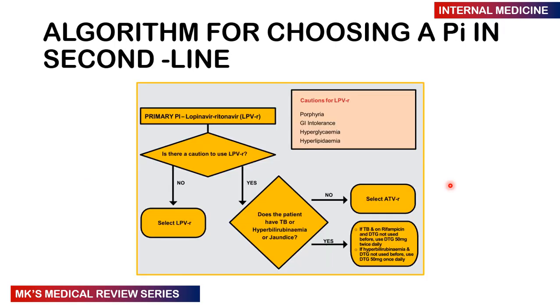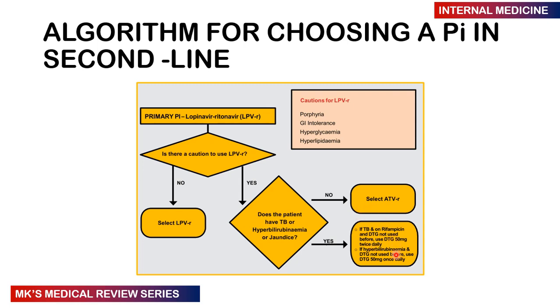Here's our algorithm for choosing a protease inhibitor in the second line. First of all, is there a caution to use boosted Lopinavir? No, then we can use the boosted Lopinavir. If there is, does the patient have TB? Do they have hyperbilirubinemia? Do they have jaundice? If not, select Atazanavir. If they do, then if TB and on rifampicin, and DTG has not been used, then we can use DTG 50 milligrams twice a day. If there is hyperbilirubinemia, then DTG should not be used. And if DTG has not been used, then we should use DTG 50 milligrams once a day.